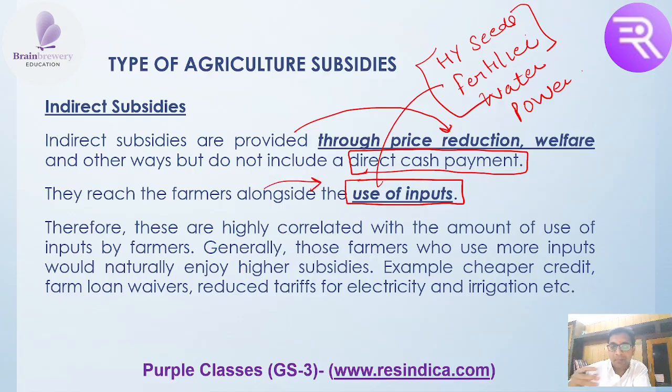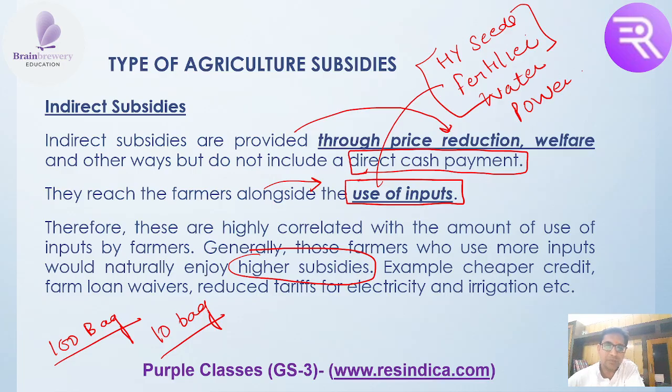Okay, so the more inputs a farmer uses, the more subsidies they are going to get. Generally, whoever uses more inputs naturally enjoys a higher subsidy. That means if you are utilizing 100 bags of fertilizer, you are getting more subsidy. Anybody who is utilizing 10 bags of fertilizer is getting less subsidy. Okay, so you may get cheaper credit.